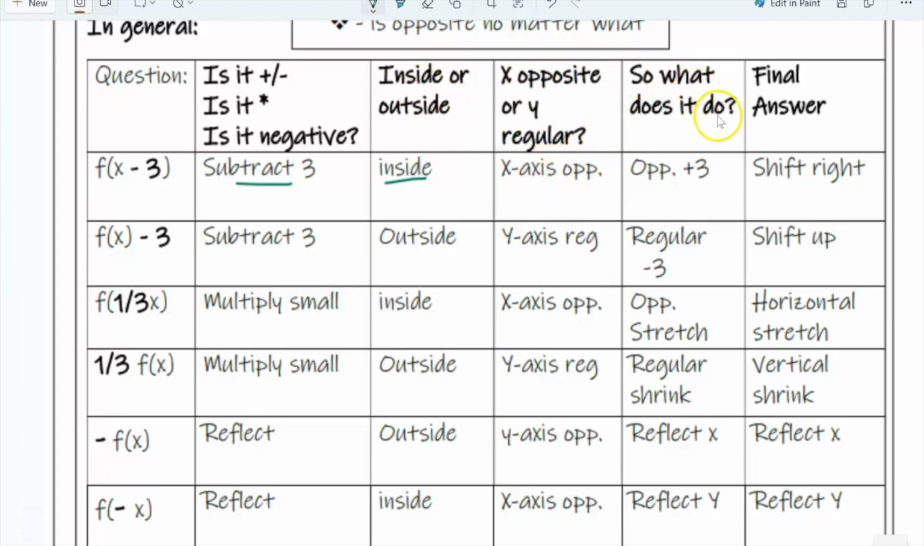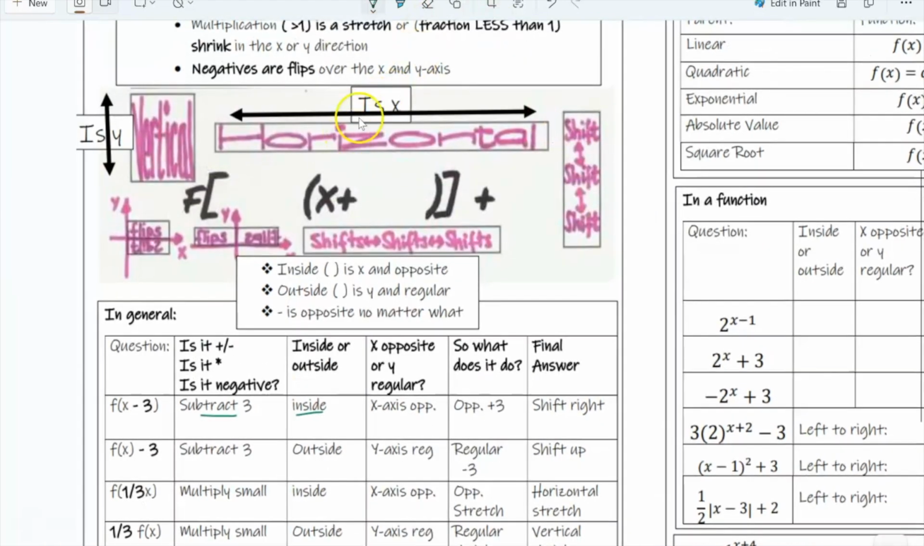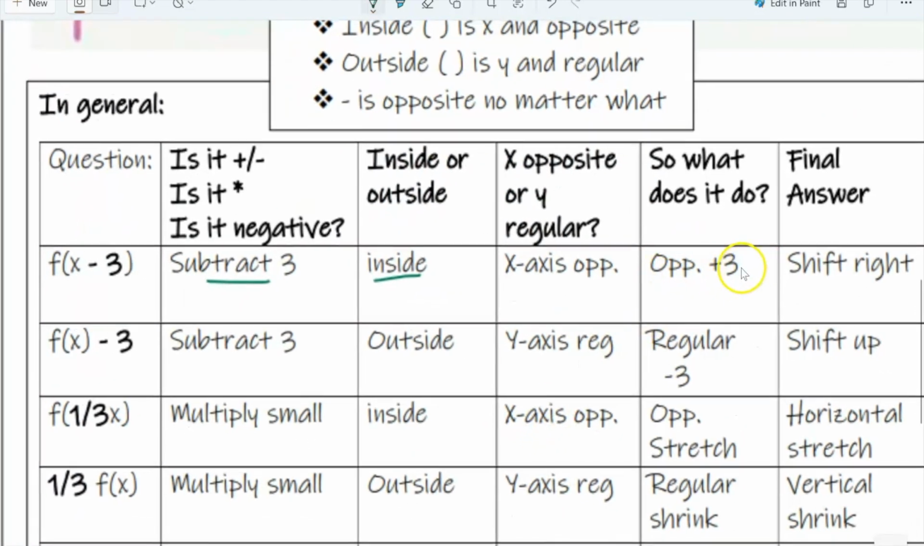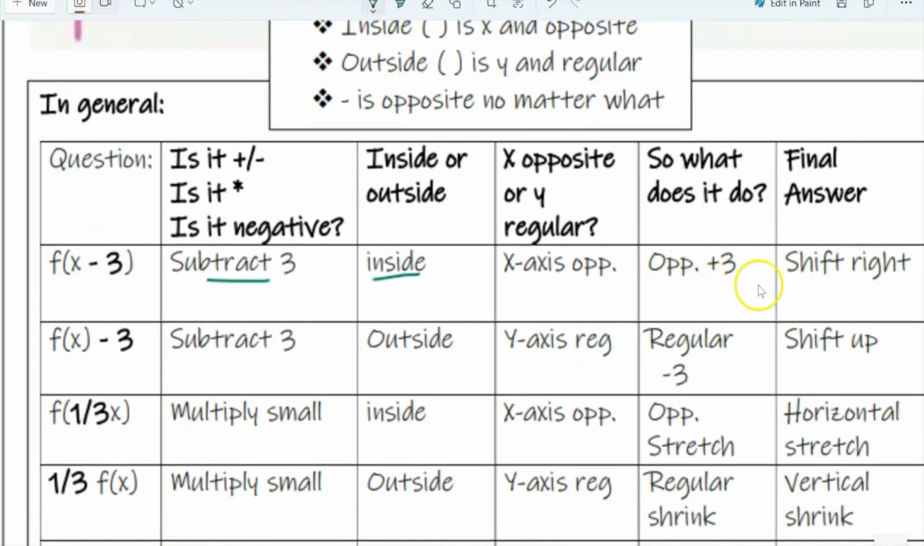And so what does that do? Remember it's x opposite, which means instead of subtracting 3, I'm going to do the opposite, which means I'm going to add 3. Now, if you think of your x-axis, I've done it right here. The x-axis goes left and right, whereas the y-axis goes up and down. So if it is your x-axis, and you're going plus 3, you're going to be going to the right. And that's how you read that.